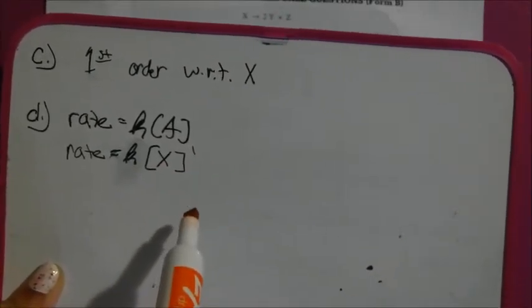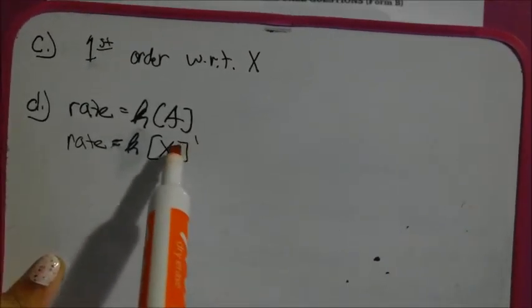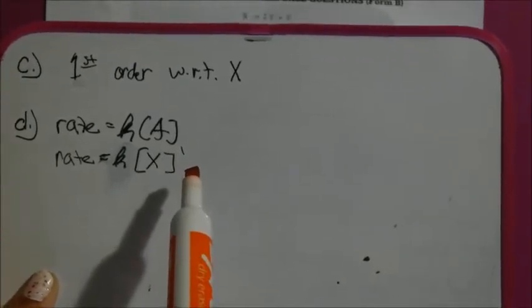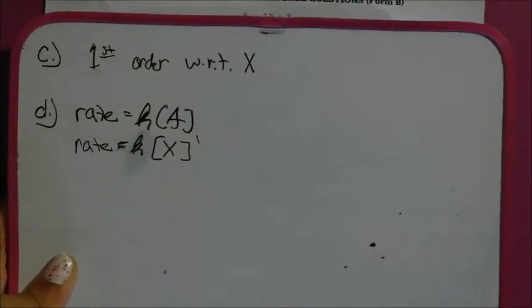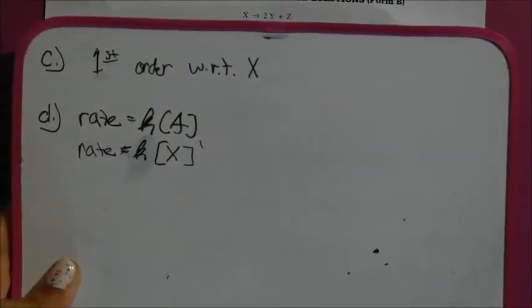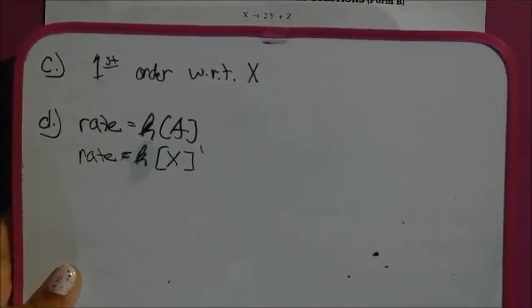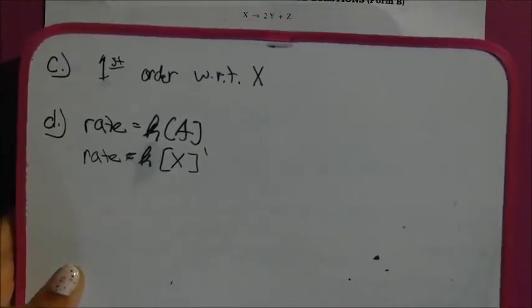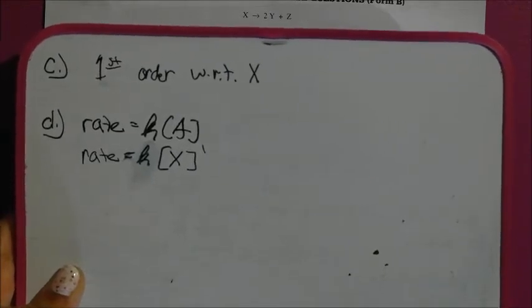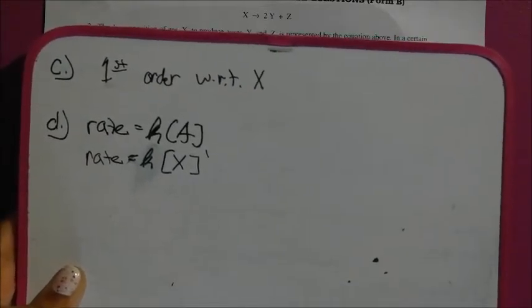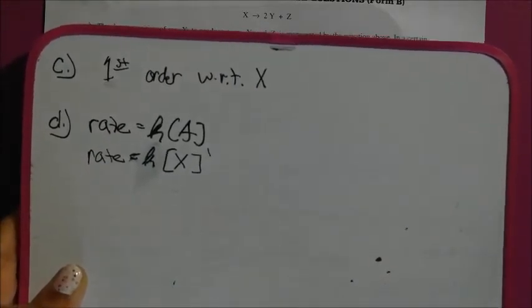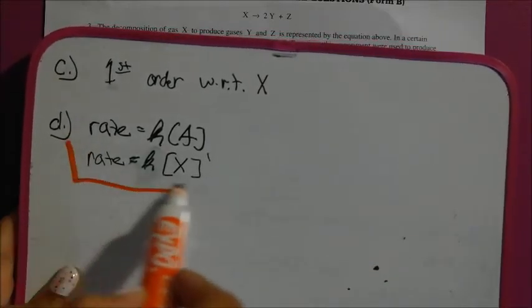And the number 1 right here represents what order it is. You don't have to put a 1 there if it's a first order reaction. It's kind of just implied that there's a 1 there if there is no exponent anyway, but I'm just showing it for like teaching purposes. So yeah, this would be your answer for part D.